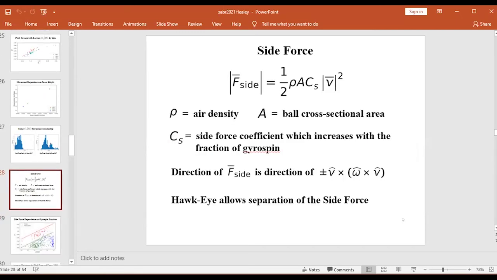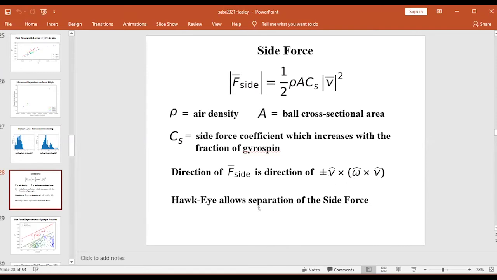Okay, so that was the Magnus force. Now I want to talk about the side force. So we've got here the side force magnitude. Also depends on the air density and depends on the side force coefficient, the C sub S. And the side force coefficient, as we said, increases with the fraction of gyrospin on a pitch. And as we also mentioned, the direction of the side force is in a direction that's perpendicular to both the velocity and the Magnus force directions.